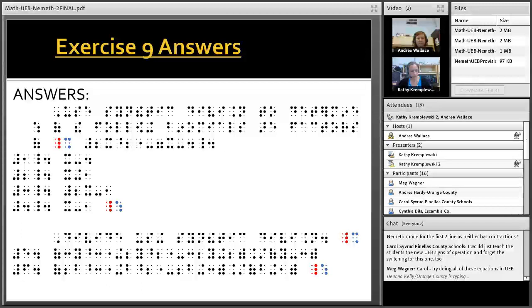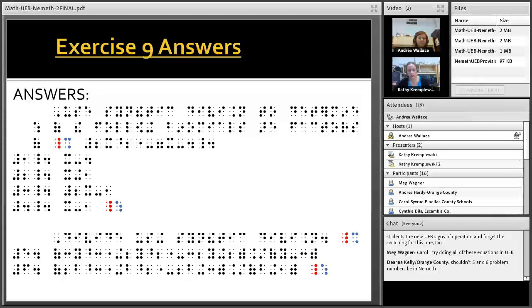With the open parentheses, 2b to the third power, back to baseline, plus b to the second power, back to baseline, minus 2b plus 3, close parentheses, divided by parentheses, b plus 1, close parentheses, and closing Nemeth mode.